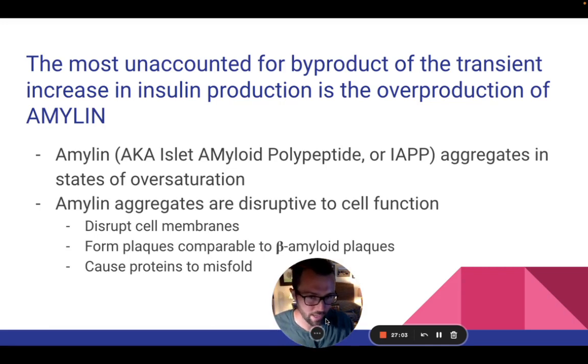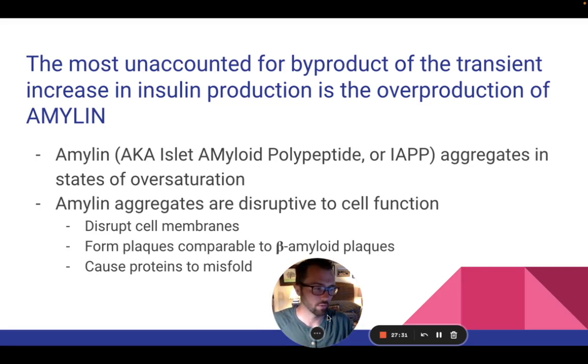So in that transient stage of too much insulin, there is also too much amylin. And amylin is prone to aggregation. And aggregation just means kind of clumping together. Now, that's a problem because amylin aggregates have been shown to be disruptive to cell function. They disrupt cell membranes.